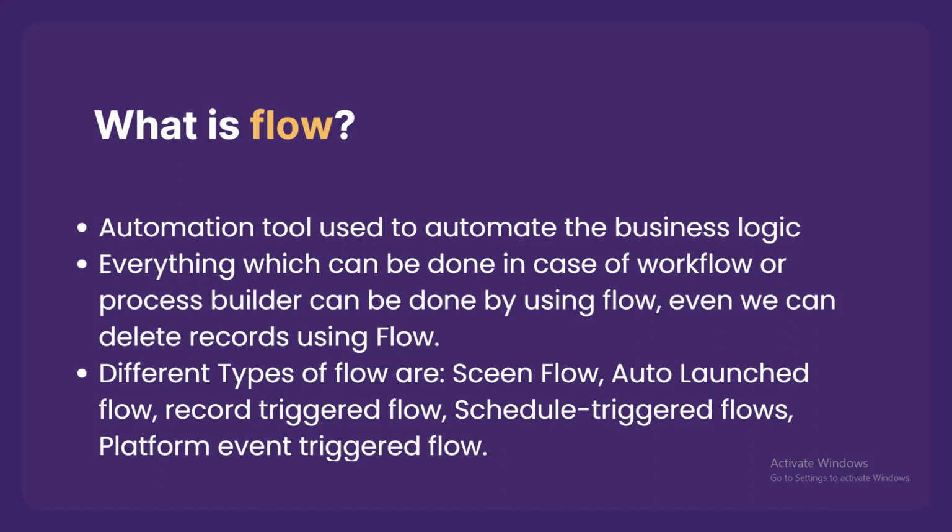Now, auto launched flow works basically behind the screen. Now, record triggered flow: whenever a record is saved or deleted, like before a record is saved or after a record is saved, it is triggered in those kinds of scenarios. Now, schedule triggered flow only triggers at a particular given time. And platform event triggered flow triggers whenever a certain event is fulfilled.